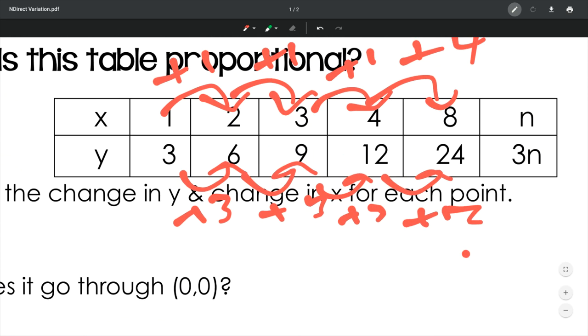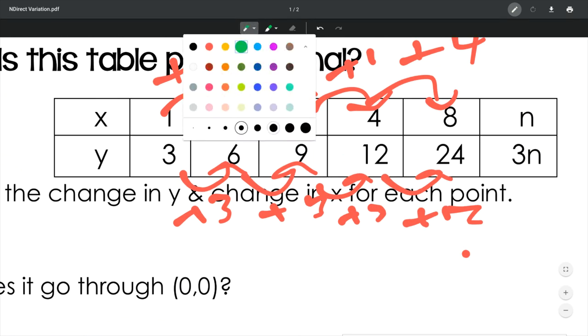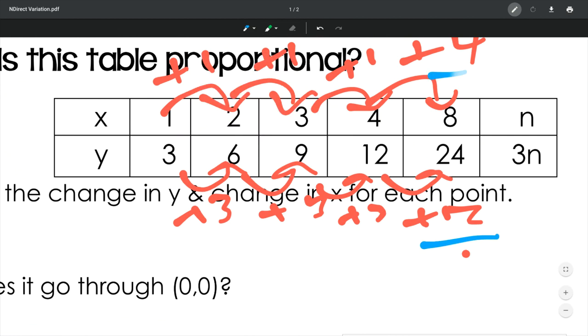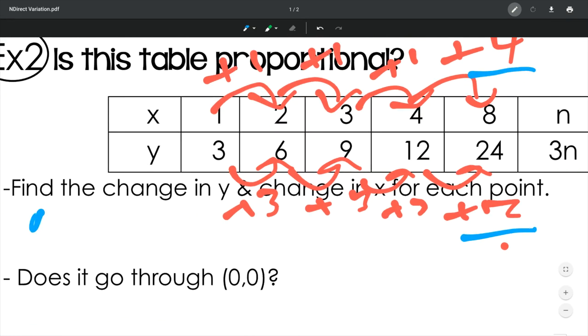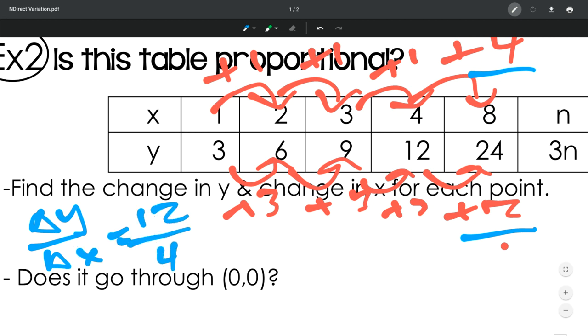So what we're going to do is set up our change in y over our change in x to see if it actually ends up working out. So 12 divided by 4. So our change in y over our change in x is 12 over 4. And that 12 over 4 simplifies to 3 over 1, which is what we had for all the rest of them. So far it is linear.